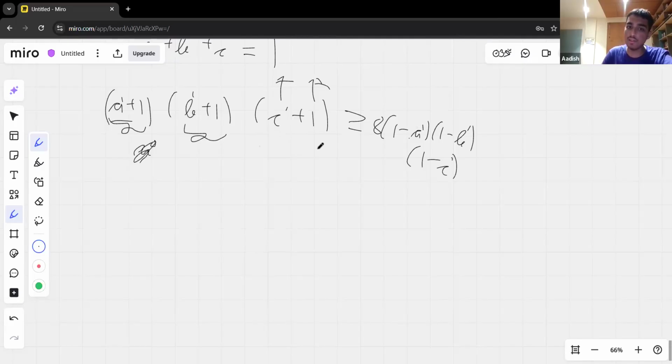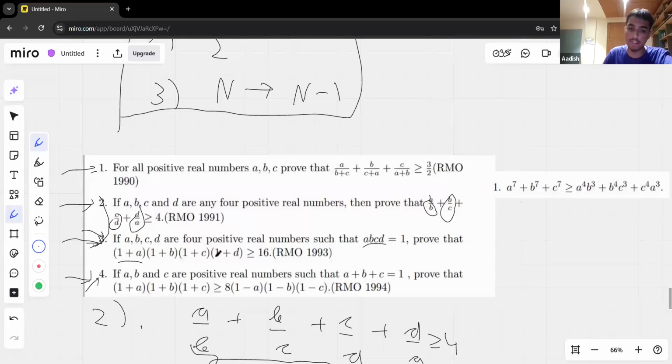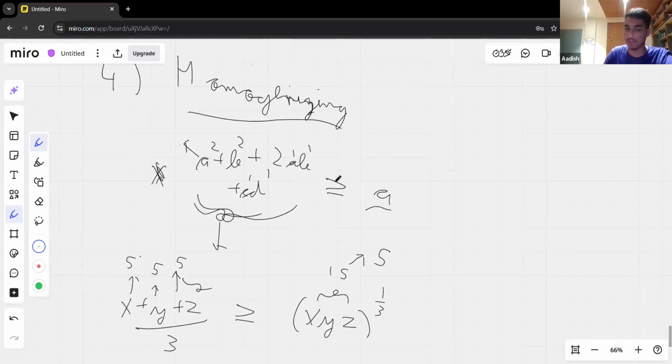Because there is no clear way to apply AM-GM. In problems 2 and 3, you just apply AM-GM once and you're done. In problem 4, there is no instantly clear way. So we try to use some more heuristics.